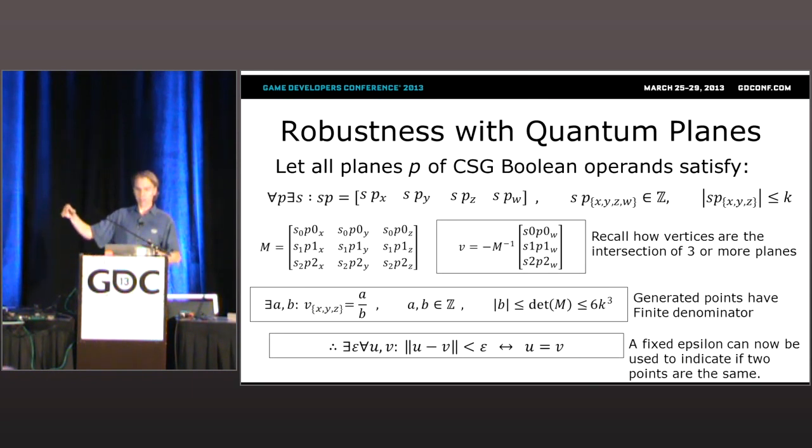And so the result is going to be this point V, of which its x, y, and z components are all going to be rational numbers, where the denominator is no larger than the determinant. Because when I take an inverse of a matrix, I have to divide by the determinant. So that means for any 2 points I generate, if they're not the same point, they'll have to be at least one over that determinant distance apart from each other. Well, what this gives me is a hard-coded fixed epsilon I can throw in my code, to tell me whether 2 points are the same or not.